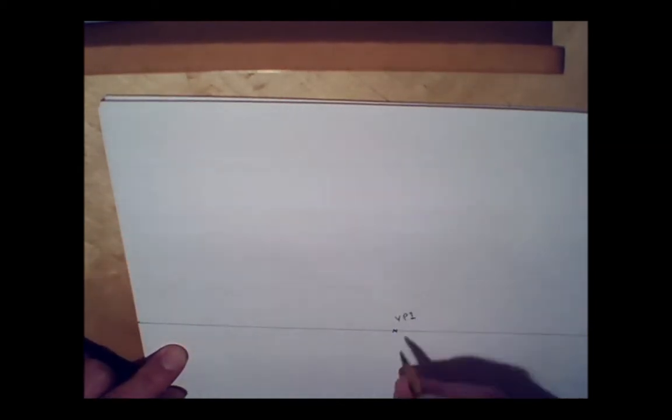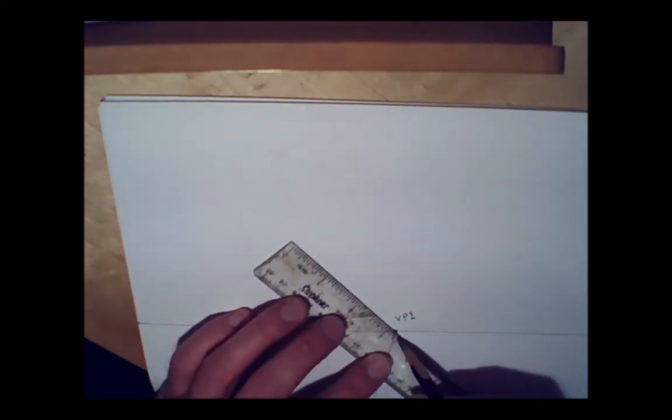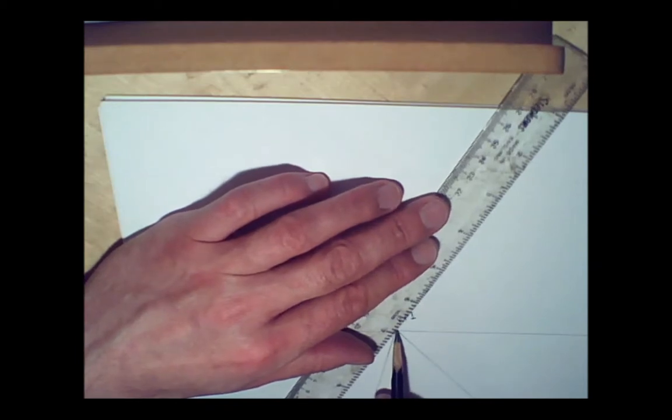Now we need to set up the vanishing point. Okay, I'm going to put the vanishing point in the centre, approximately centre of the page on the horizon line. Mark it in VP1, vanishing point 1, and then we'll just project off some guidelines. From there, we're going to create basic cube shapes.